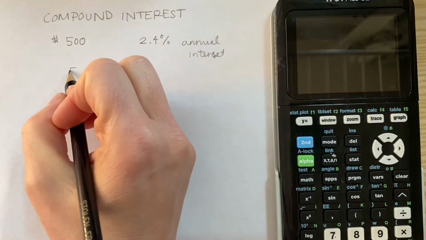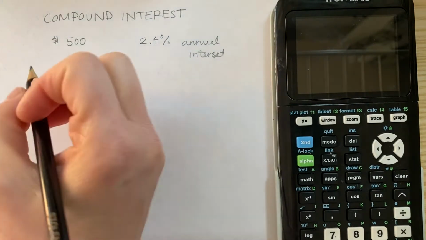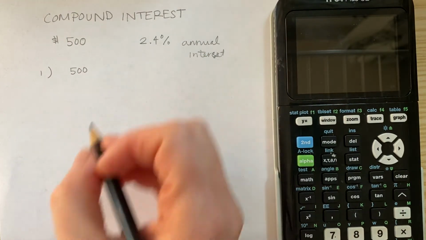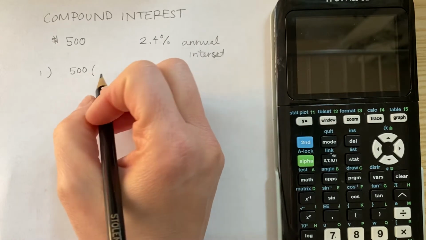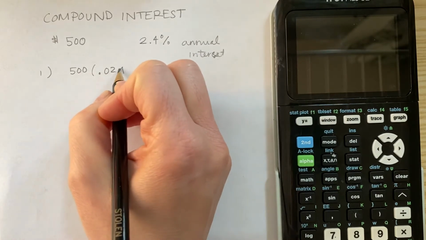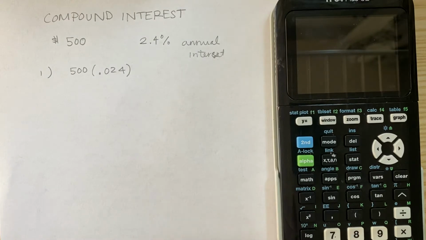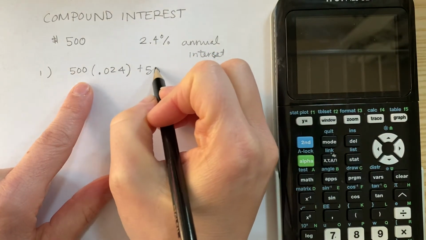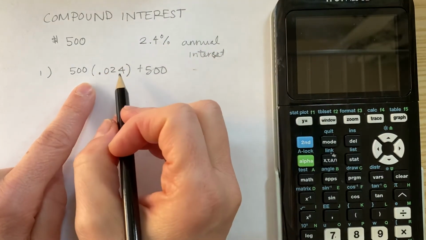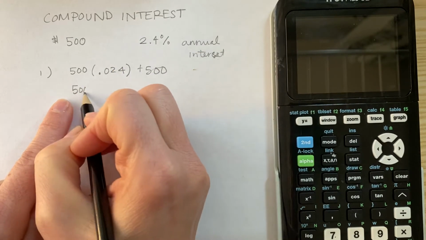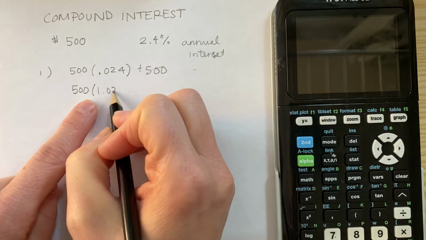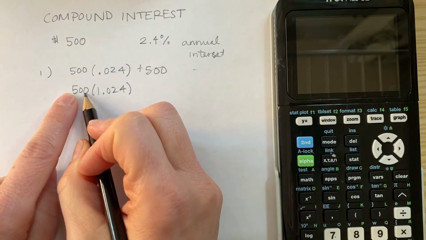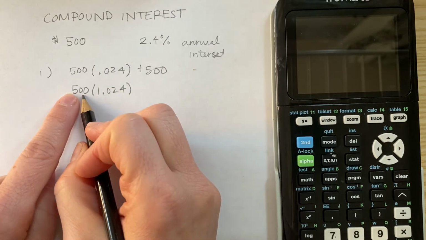So you would say, okay, well, I've got $500 to start. And after 1 year, I'll take my 2.4% interest, which is going to be 0.024, and you'll multiply that out, and then you'll add $500. So this is how much you would earn in interest, and then you'd add $500. Another way you can think about this is 500 times 1.024, right? That 1 represents the 100% of the account that you have, that $500, and this little bit more with interest.